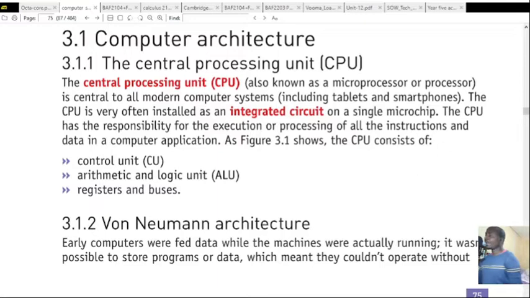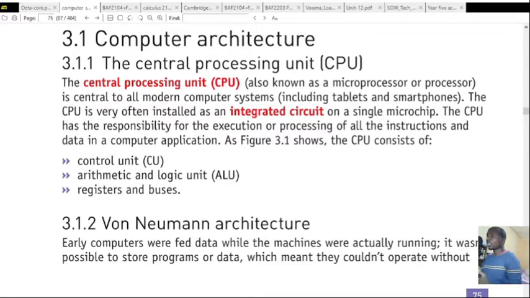CPU was invented. The CPU has the responsibility of execution and processing of all instructions in a computer. The CPU consists of three main components: the control unit, the arithmetic logic unit, and registers together with buses.